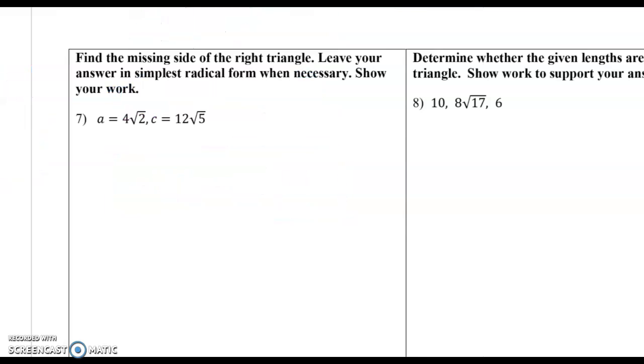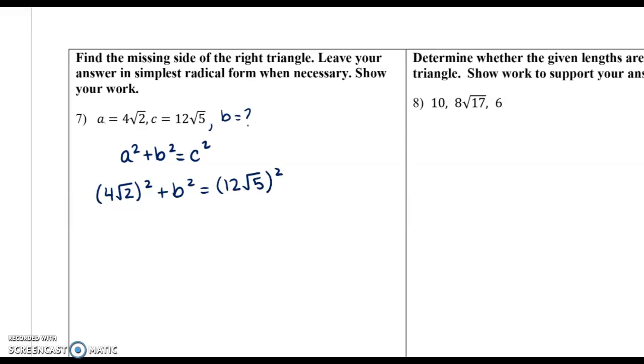All right, next one we're going to go through and use the Pythagorean theorem. So it looks like I've got A, I've got C, but I'm missing B. I don't know what B is. As a reminder, the Pythagorean theorem is A squared plus B squared has to equal C squared. Well, my A squared is 4 root 2 squared. Don't know B squared, but I know that C squared is 12 root 5 squared.